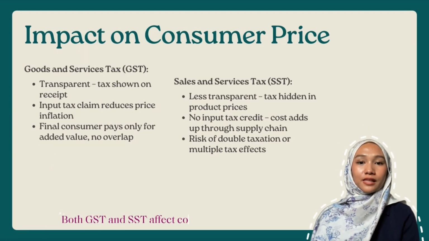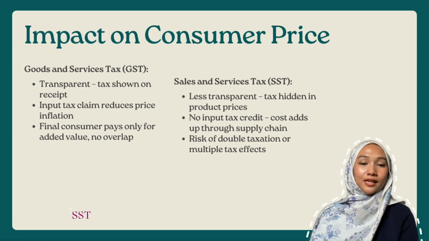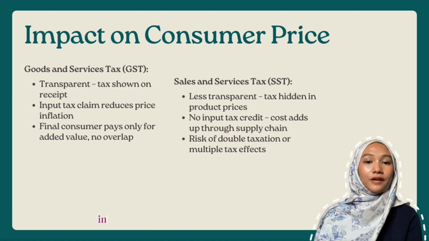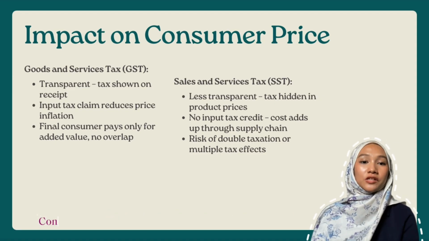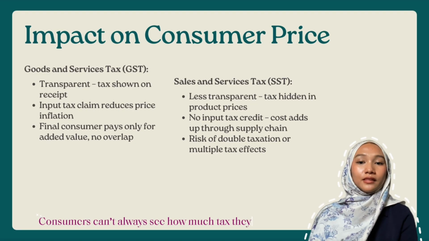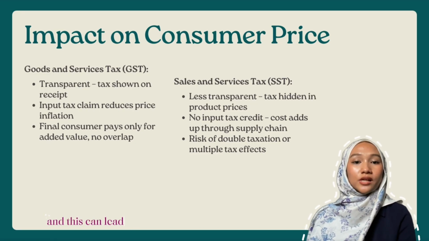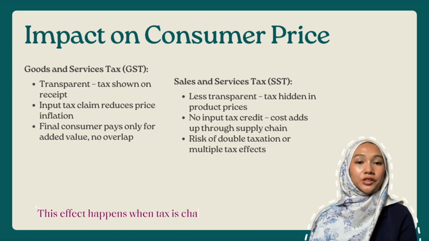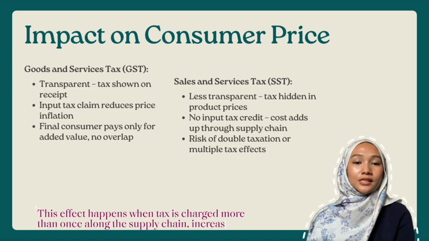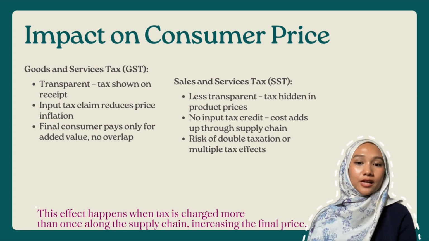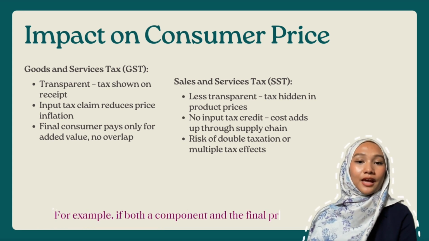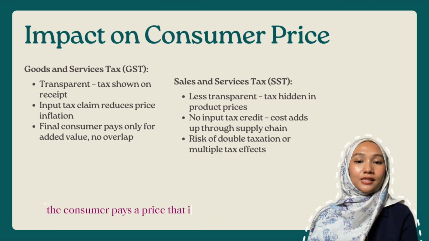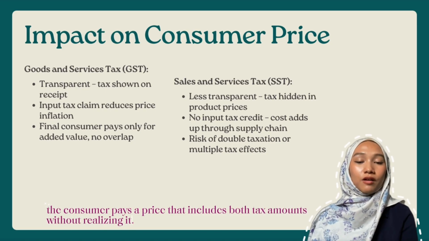Both GST and SST affect consumer prices differently. SST is often considered less transparent because the tax is usually included in the final price of goods or services. Consumers can't always see how much tax they are paying, and this can lead to what's called the cascading tax effect. This effect happens when tax is charged more than once along the supply chain, increasing the final price. For example, if both a component and the final product are taxed separately under SST, the consumer pays a price that includes both tax amounts without realizing it.